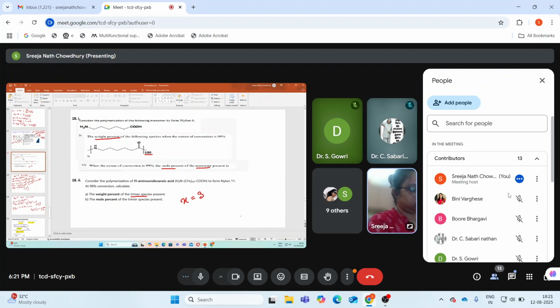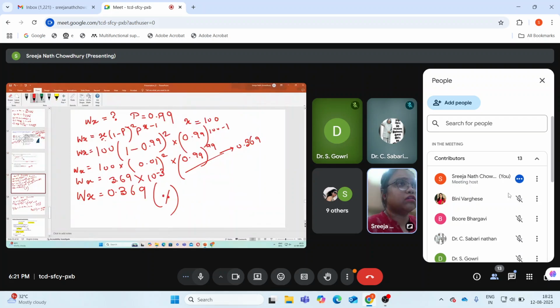And is it 1.1 into 10 to the power minus 3? Okay. I also have to calculate because I have not calculated it. So this will be your problem of today. First problem, that is 18.1. Okay. So this is the 18.1. This is the extension of 18.1.